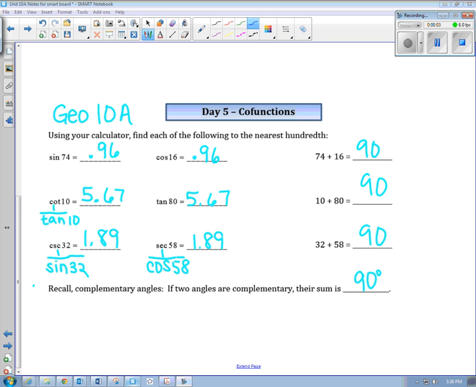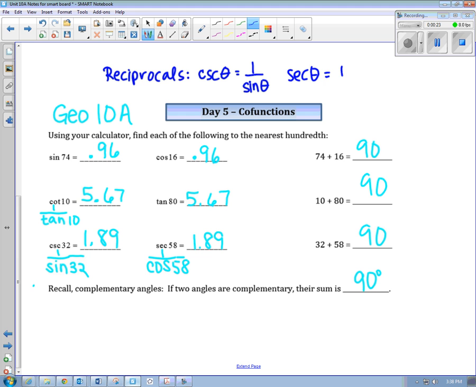Today we're going to be talking about another relationship between the trig ratios. Yesterday we talked about the reciprocal functions, and we talked about how the cosecant of theta is equal to 1 over sine theta, how secant of theta is equal to 1 over cosine theta, and how cotangent of theta is equal to 1 over the tangent of theta. And that was one set of relationships that we talked about called the reciprocals.